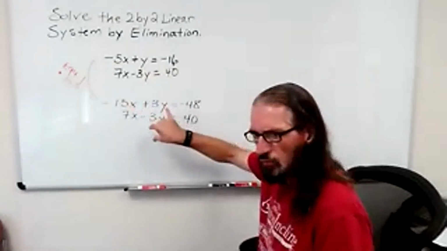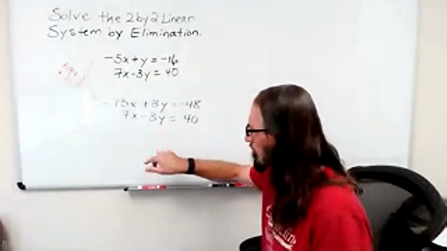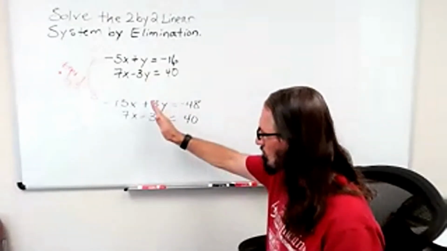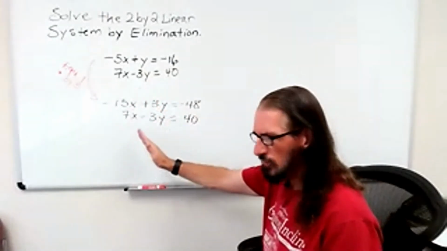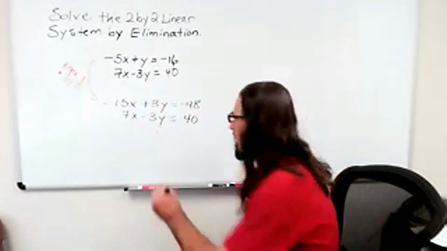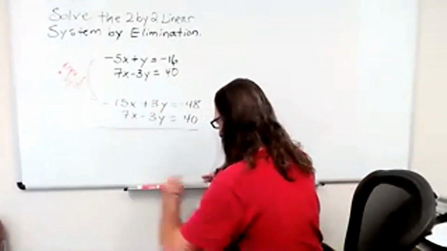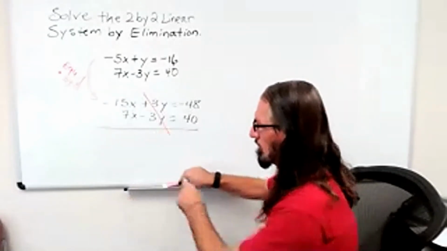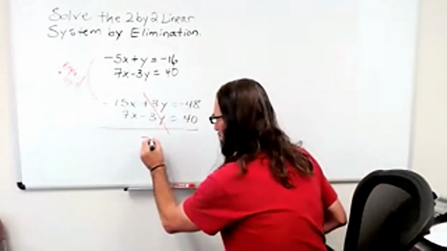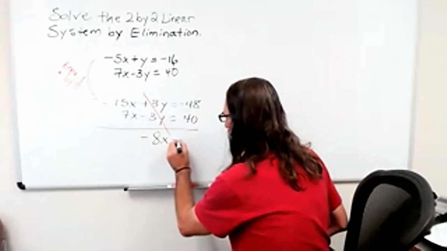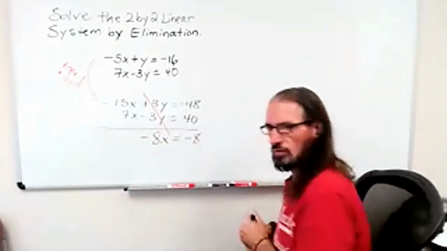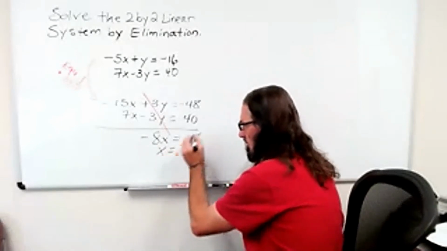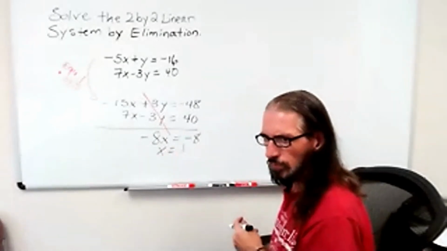So, now that I've got a 3y and a negative 3y, if I add along columns, combine the like terms, then the y's will cancel out, giving me negative 8x equals negative 8. Divide both sides by negative 8, and we have x equals positive 1.